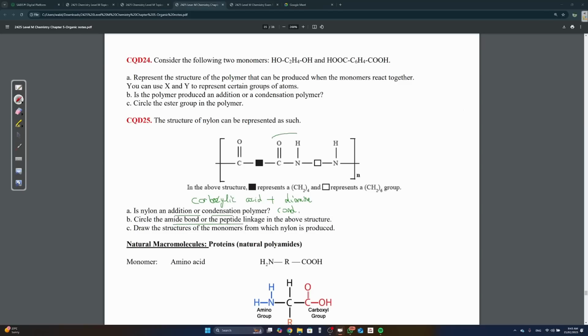Circle the amide bond or peptide linkage in the above structure. I told you it's this. Usually the thing connecting both R groups is whatever linkage they're looking for, the one between both R groups.